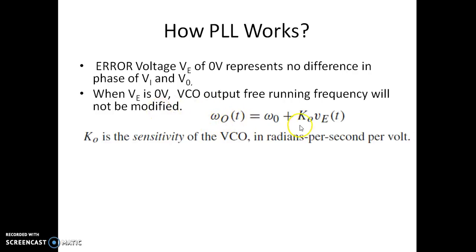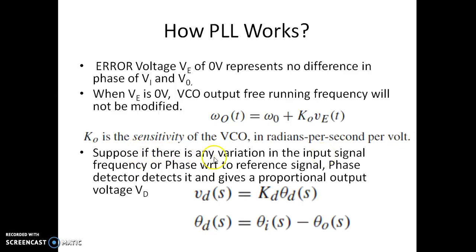So as I said earlier, since VE is equal to 0, this omega naught of t, so this t is nothing but with respect to time, so it is already oscillating with the frequency of omega naught. So this omega naught will be changed depending on the value of the error voltage. Since the error voltage is 0, this remains at the previous frequency of omega naught, where this K naught is given by the sensitivity of the VCO, which is given in terms of radians per second per volt.